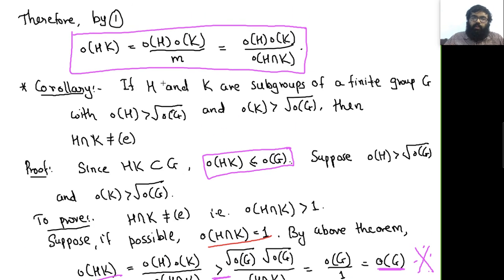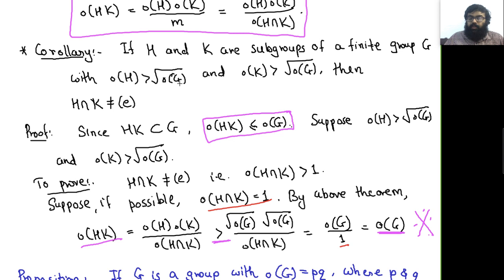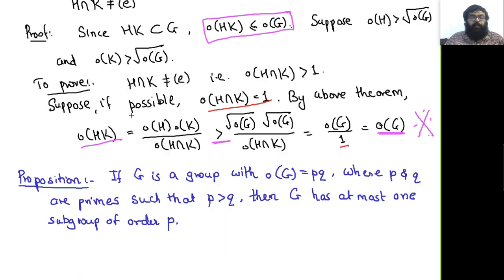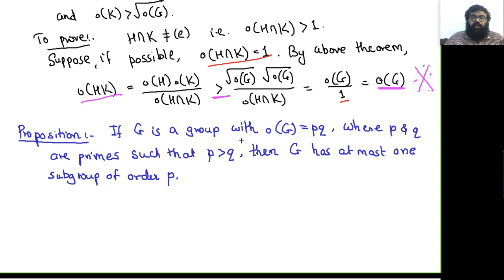In the theorem, we proved order of HK equals order of H times order of K upon order of H intersection K. And if H and K are two subgroups of finite group G, whose order exceeds square root of order of G, then H intersection K is non-trivial. That means it contains more elements other than the identity. And now, as a result of this, if G is a group with order PQ, where P and Q are primes, and P is the larger prime out of these two because they are distinct primes, then the result says G has at most one subgroup of order P.